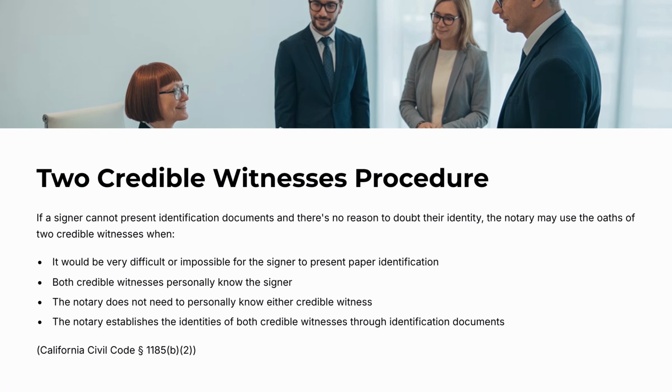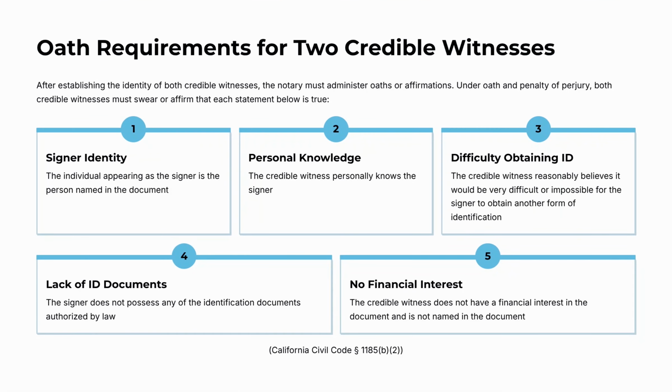The notary public establishes the identities of the two credible witnesses only by the presentation of the paper identification documents, meeting the requirements of California Civil Code sections 1185(b)(3) and (b)(4). After the notary public has established the identity of the credible witnesses, the notary public must administer oaths or affirmations to the credible witnesses to establish the identity of the signer, under oath or affirmation and under penalty of perjury. Both credible witnesses must swear or affirm that each of the following statements is true.